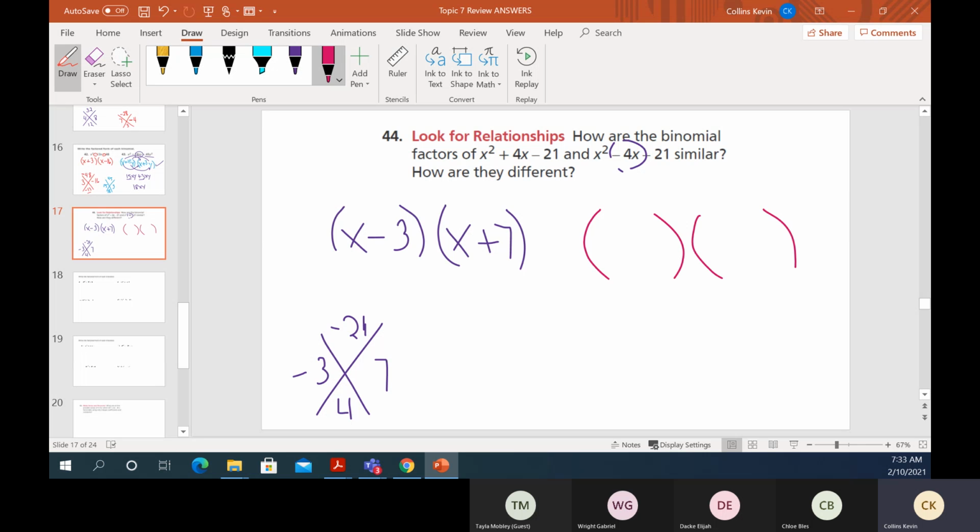So it looks pretty much the same, doesn't it? We're going to have an x here and a 3 here. We're going to have an x here and a 7 here. What do we have to do with the signs to go from positive 4x to negative 4x?